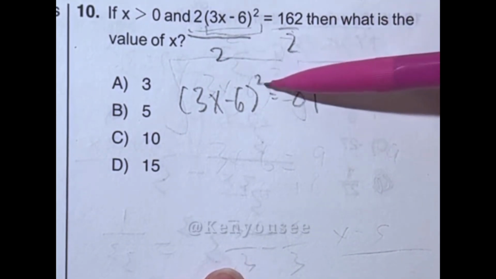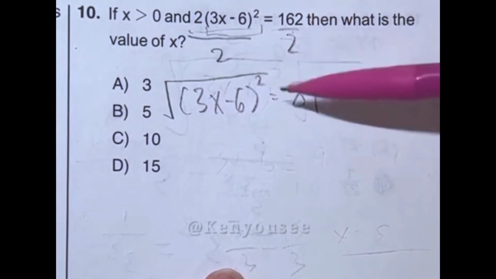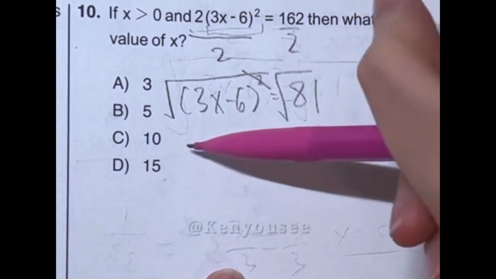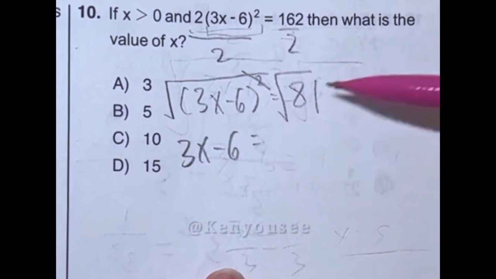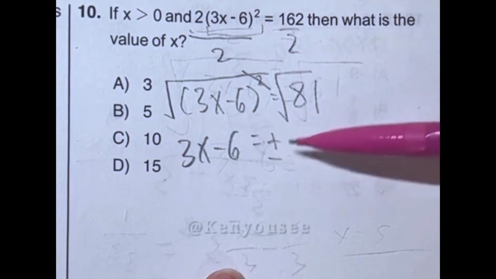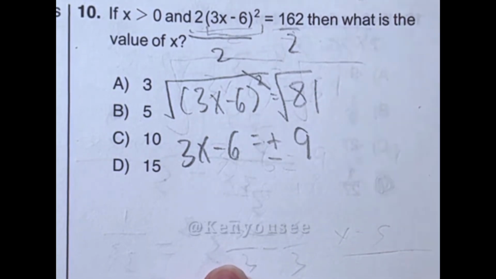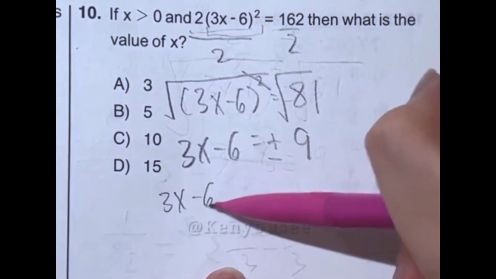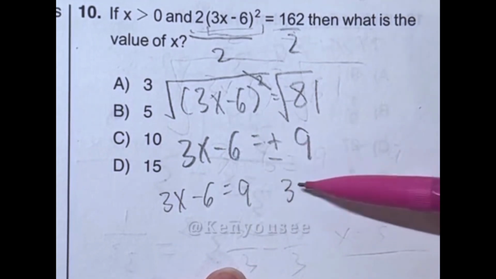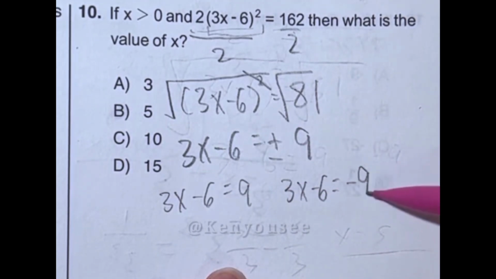And to get rid of the squared, I'm going to take the square root of it. That's going to give me 3x minus 6 is equal to plus or minus, do not forget the plus or minus, 9. So we have two equations. We have 3x minus 6 is equal to positive 9, and 3x minus 6 is equal to negative 9. Whenever we take a square root of a number, it's going to be plus or minus.